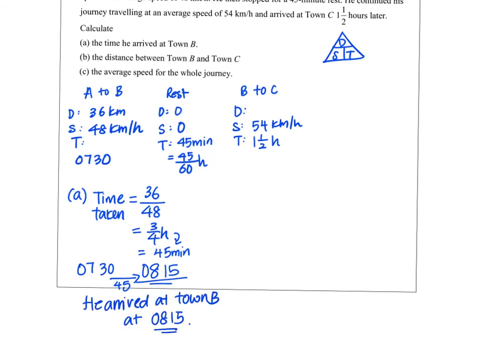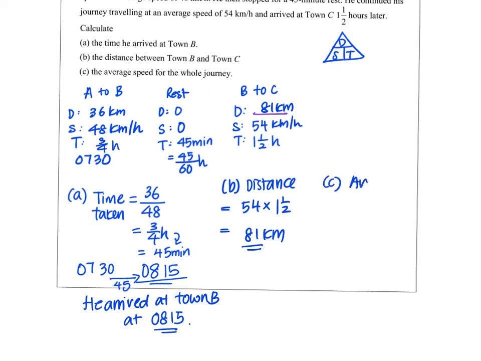Now part B, find the distance between town B and C. As you can see over here, this unit here is blank. But I know there is a speed and there's a time, so I can find the distance. So distance is given by speed times time. So 54 times 1.5 hours gives me 81 kilometers. So the distance will be 81 kilometers. And this is 3/4 of an hour.